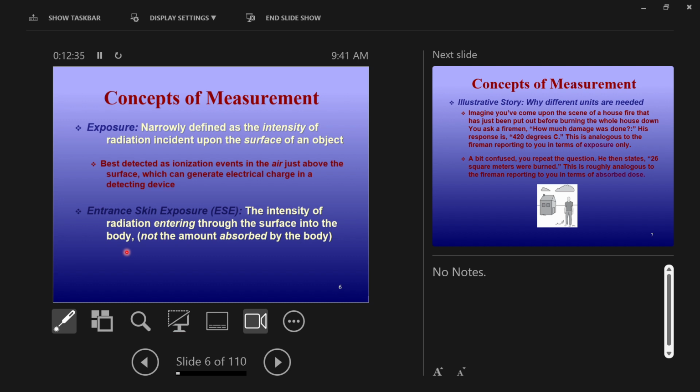The radiation interacts with the air above the body, creates an amount of charge equivalent to 1 milligray, and that's how much radiation can actually interact with the body. It doesn't mean that's how much will be absorbed into the body. We'll look at that in just a little bit, but we're saying that there's an amount of radiation that's going to enter the body. That's the entrance skin exposure. It's the total amount that could possibly be absorbed.